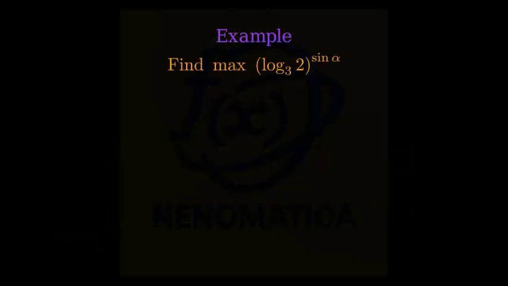Step 1. Establish the ranges of the base and the exponent. Because 3 is bigger than 2, the quantity log base 3 of 2 lies strictly between 0 and 1. And since sine of alpha always lives between negative 1 and 1, we have this pair of inequalities.